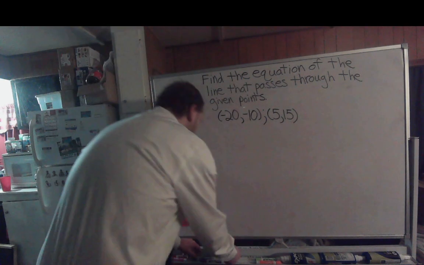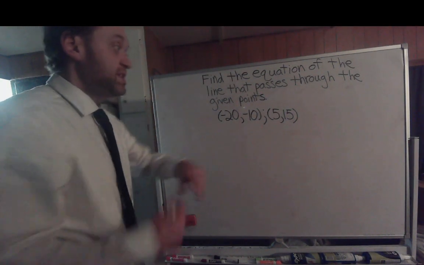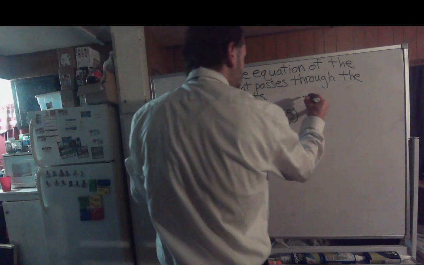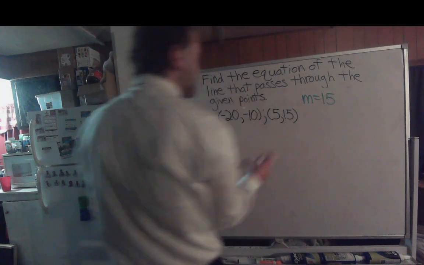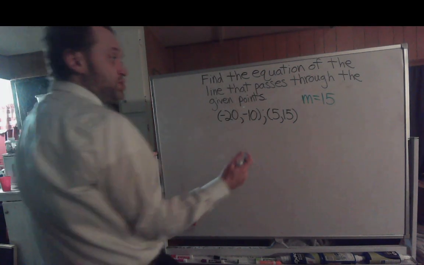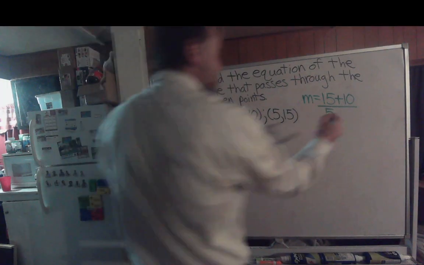Alright, so let's find the equation of the line that passes through the points (-20, -10) and (5, 15). So, of course, to find your slope, take your second y-coordinate of 15 minus your first y-coordinate of -10, which would turn into 15 plus 10, all over your second x-coordinate of 5 minus your first x-coordinate of -20, which would turn into 5 plus 20. Well, this would give you 25 over 25, giving you a slope of positive 1.